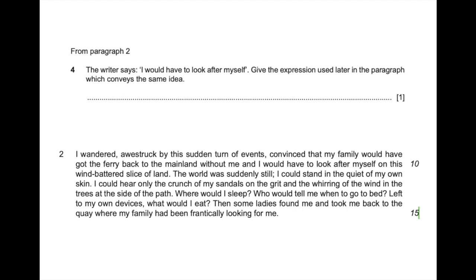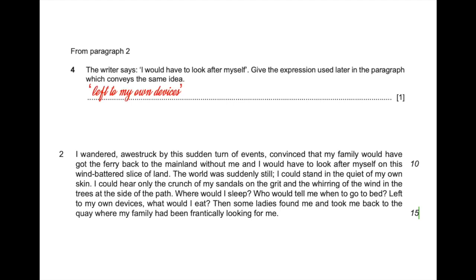The first question I've selected is question number 4. The question says, the writer says, I would have to look after myself. Give the expression used later in the paragraph which conveys the same idea. The word conveys means to communicate. So we are now looking for an expression later in the paragraph which conveys the same meaning, the same idea as the expression, I would have to look after myself.